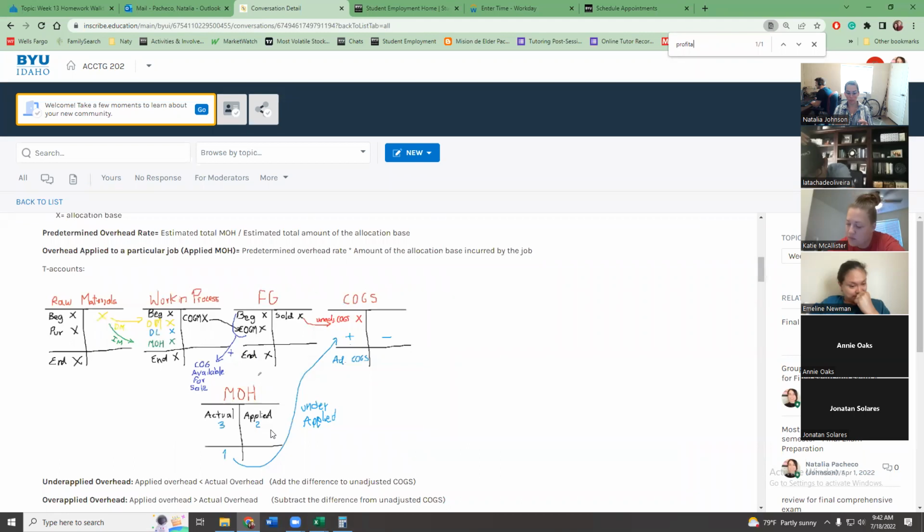So remember that if the applied is less than the actual, then it's under applied, like you under budgeted. And if it's more, it's over applied. So if it's under, you have to add it to an adjusted cost of goods sold. If it's over applied, you subtract it. Yeah, I think that would be the main questions that I would ask, mostly with actual and applied manufacturing overhead.